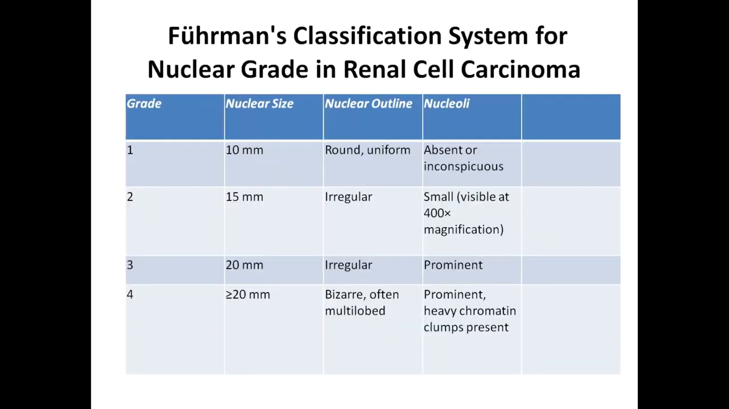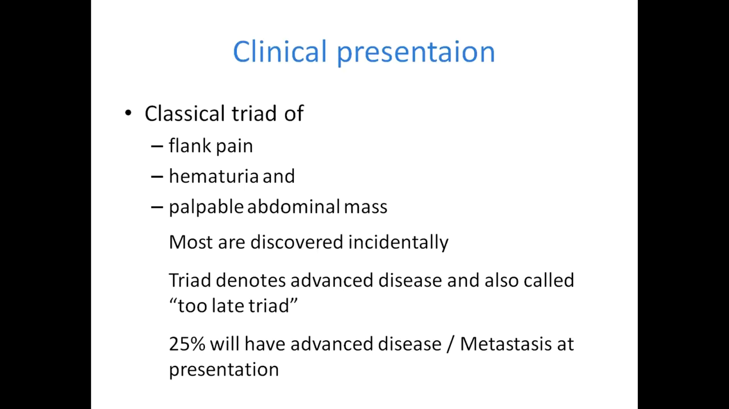And regarding the aggressiveness of the tumor, a nuclear grading is available, which is the Fuhrman classification, based on the nuclear size and the nuclear outline, whether it is round or irregular, and the presence of nucleoli. So these are the 3 factors taken for grading. It's grade 1, 2, 3, and 4, depending on the nuclear size, nuclear outline, and the presence of nucleoli.